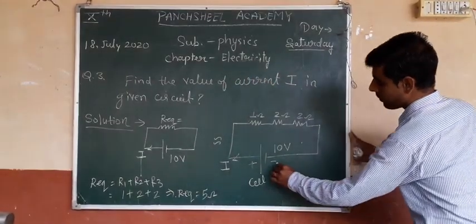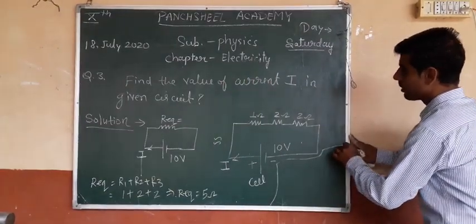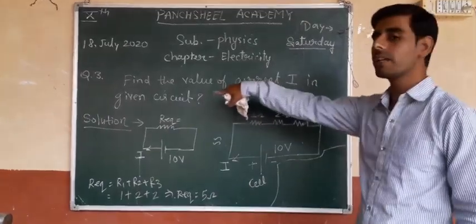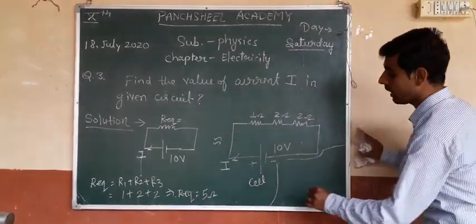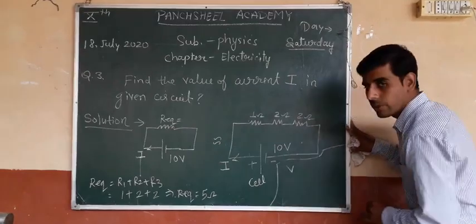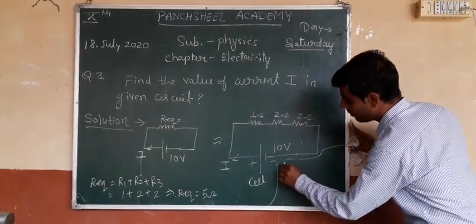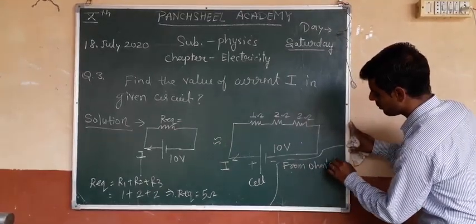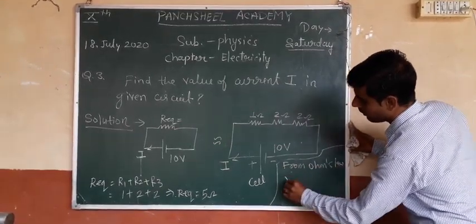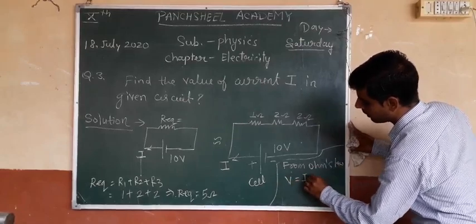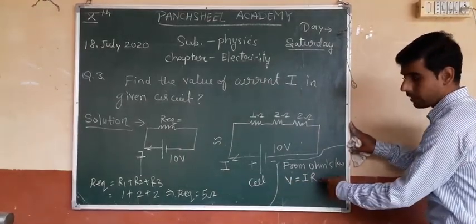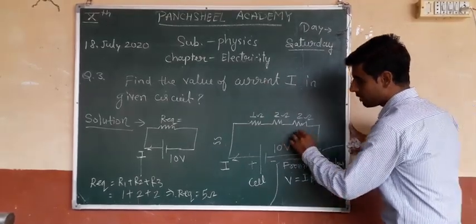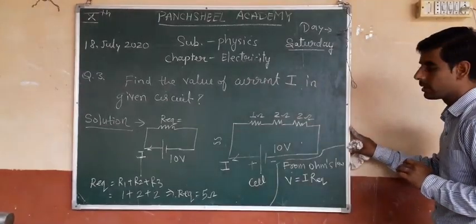Now we want to find the value of current I in the given circuit. So from Ohm's law, you know that V equals IR. Okay, and here what is R? R is the equivalent resistance or total resistance, because these three resistances are connected in the circuit.